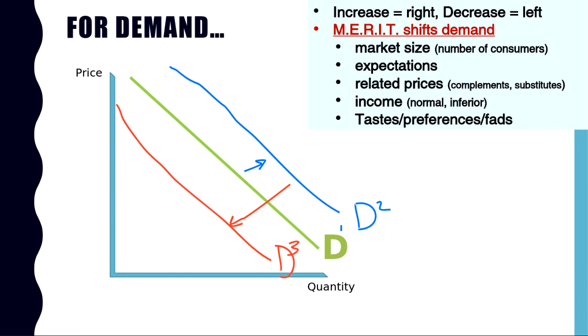The last one is taste and preferences. So that's the T on merit. And those tastes and preferences are simply like, do you want the thing? When something is really, really popular, like a Furby or a Silly Band or you name the popular toy, then you will buy more of the thing. When that fad ends and nobody wants it anymore, you're going to stop trying to buy it and your demand will decrease for that. Okay?